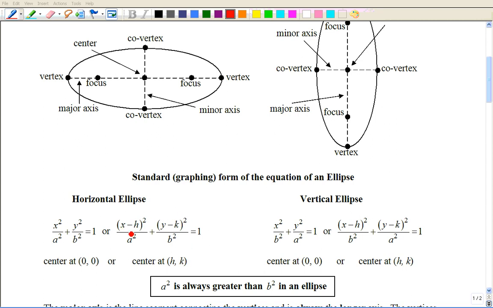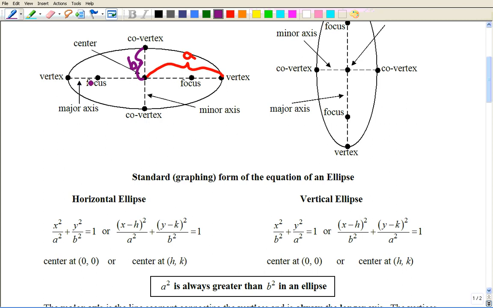And then for a horizontal ellipse, this will be divided by a squared, and a squared and b squared, those have to do with the major axis and the minor axis. So up here on this picture, let's go ahead and label a couple of things. So this a right here, that's actually always going to be half of the major axis. So going from the center over to one of the vertices, it doesn't matter which one, but that would be a. For the minor axis, half of that is going to be b.